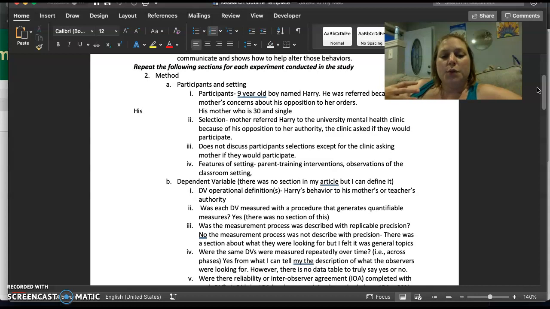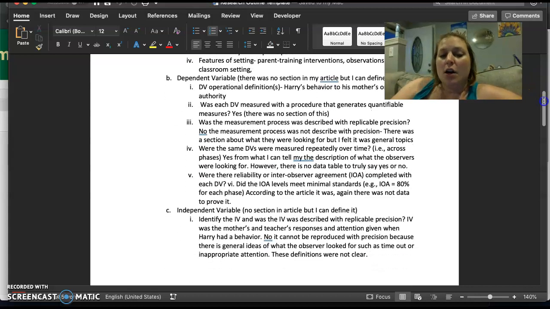No true specific place in there, but from my understanding of reading it was that the dependent variable was Harry's behavior and his manipulation in the different places. Other than that, again, my article did not have anything. The article stated these things, like the IOA percentage, but there was no data to prove it. And there was also no data at all in there besides a graph. And the graph was very, very hard to read.